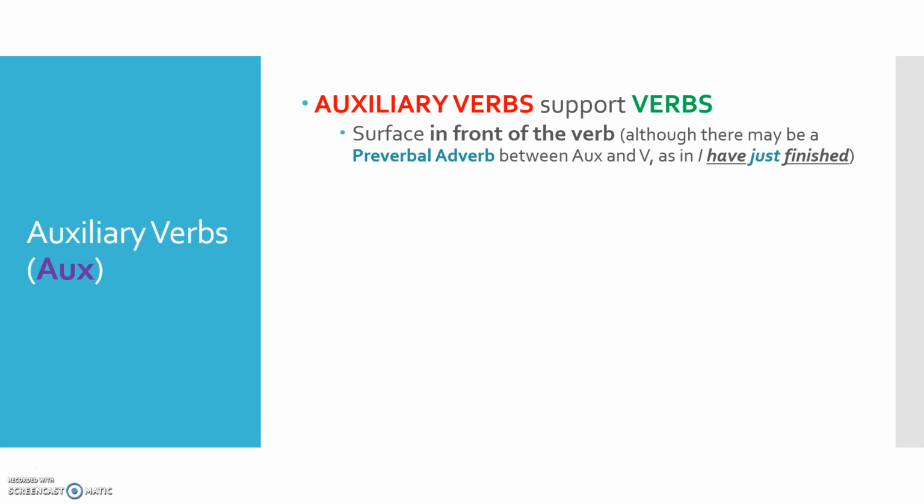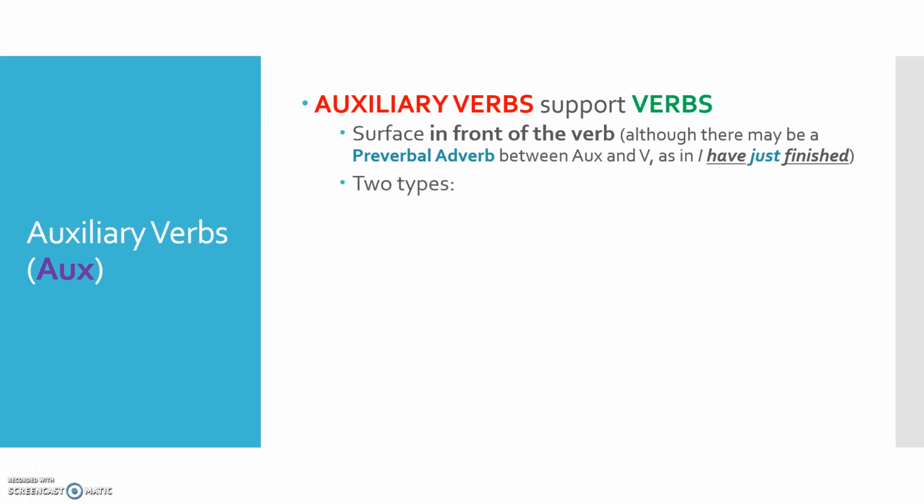They always come in front of the verb, although if you have a preverbal adverb as well, the preverbal adverb will always be the one right next to the verb. So here is a sentence where there's both an auxiliary verb plus the preverbal adverb before the main verb. So the preverbal adverb will always be right in front of the verb, and then the auxiliary verb a little bit further away in front.